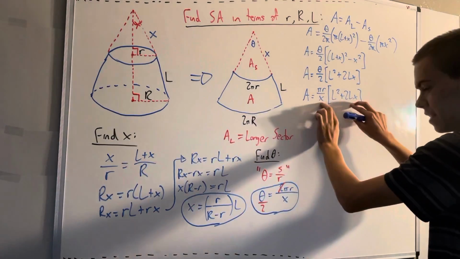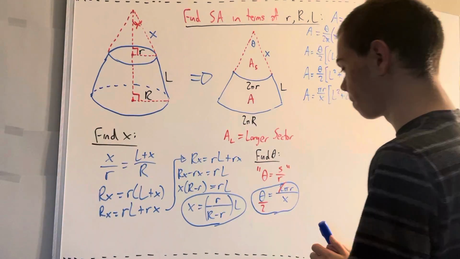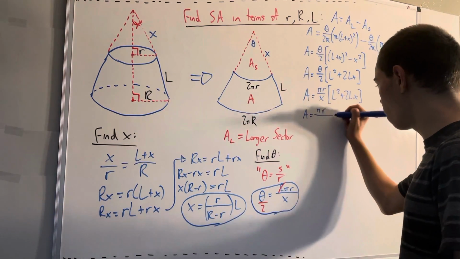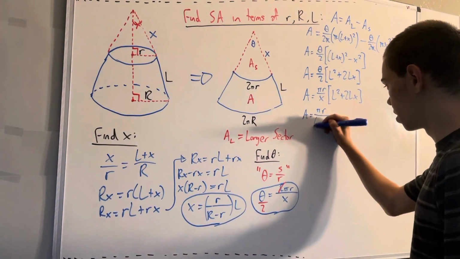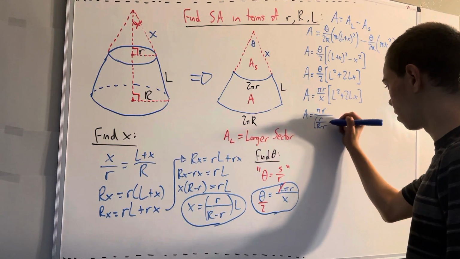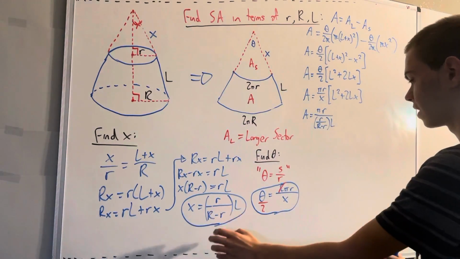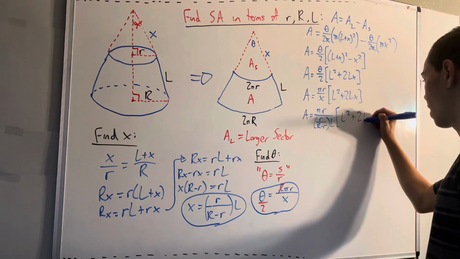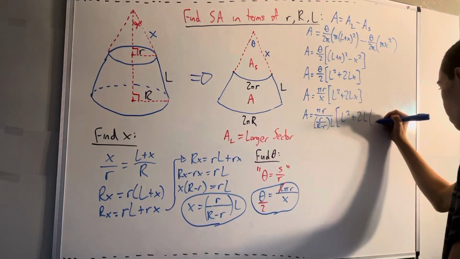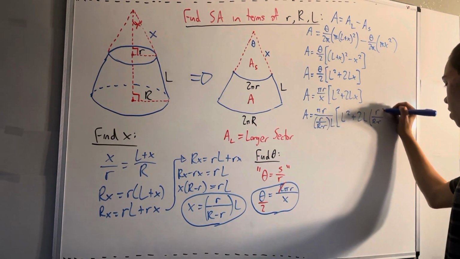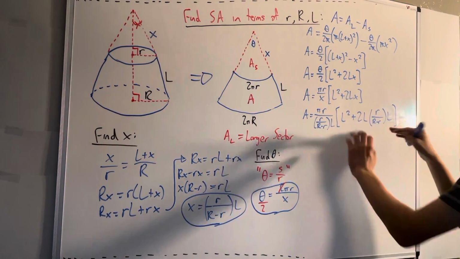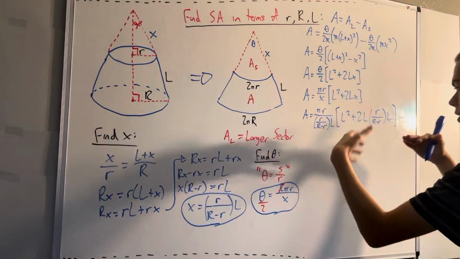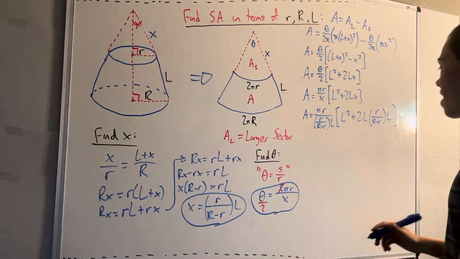So this is what we have, right? Now we got to substitute x for this stuff, right? So x, we know we have pi r over this stuff right here, which is r all over R minus r L, right? That would be x. And it's multiplied in brackets L squared plus 2L times this stuff, or just r all over R minus r L. And so this right here, we've now substituted x for what we have right here. And so this is kind of our answer, but we just have to simplify it now, right?